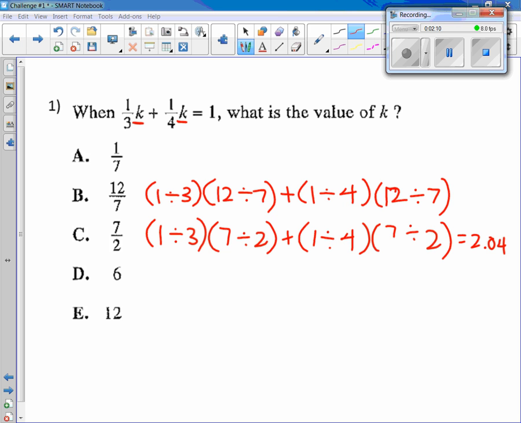And when you plug that into your calculator, you do end up getting 1. So what that means then is that B is the correct answer.